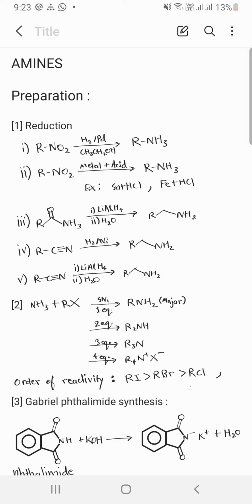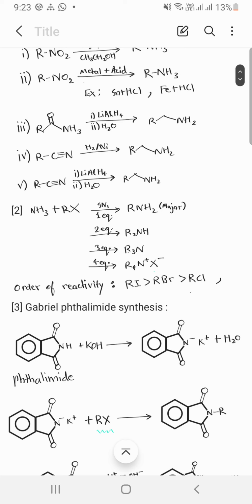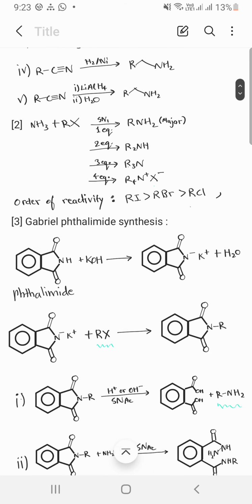Okay, that's also fine, not bad. And NH3 plus RX. Yeah, this thing. So the carbon-iodine bond is the weakest, and that's why it's going in that way. Fine.